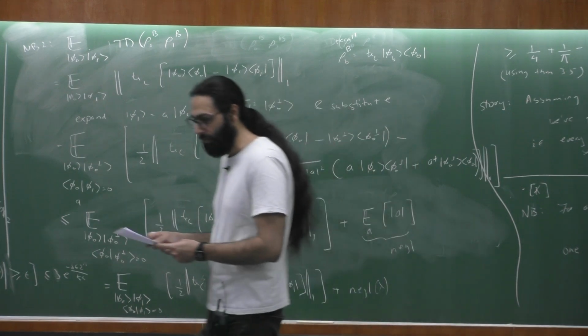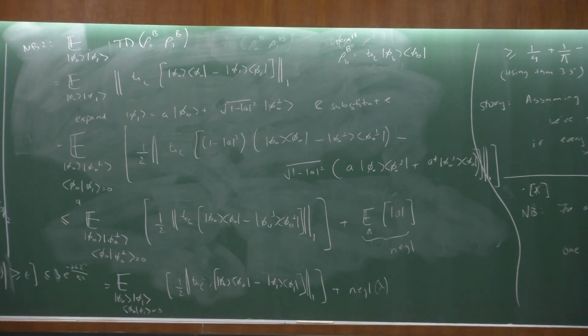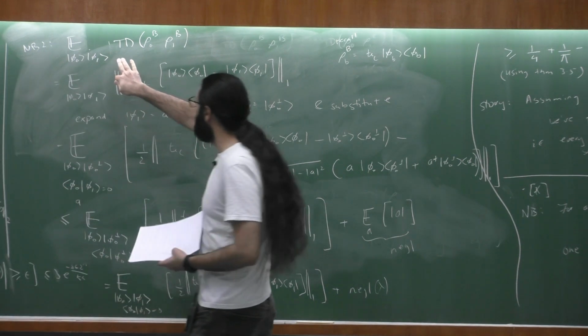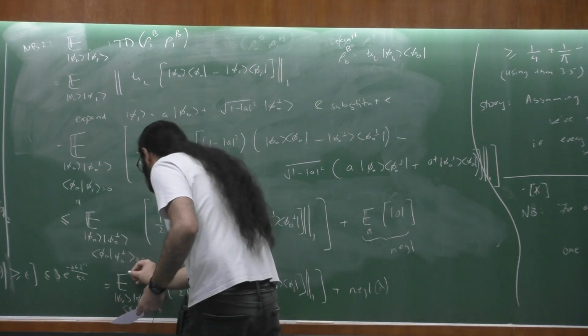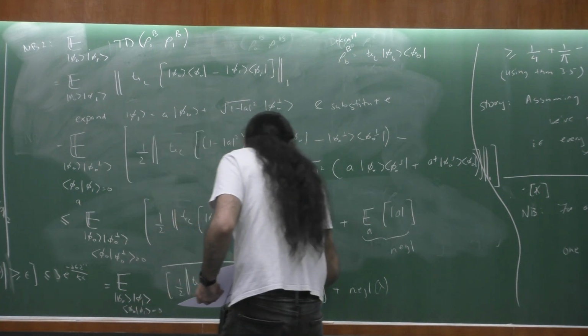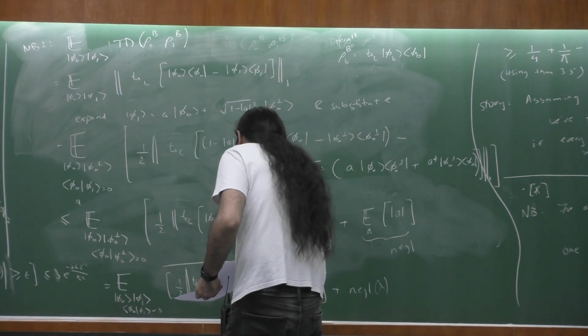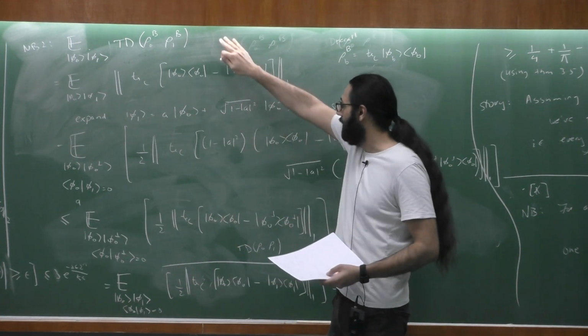Okay, and then I guess we started with, what did we start with? Oh yeah, right, good. So we started with this object, right? So we started with the expectation of, yeah, so this part can be written as just the trace distance over rho 0, rho 1, right?